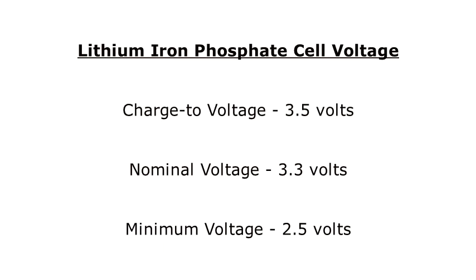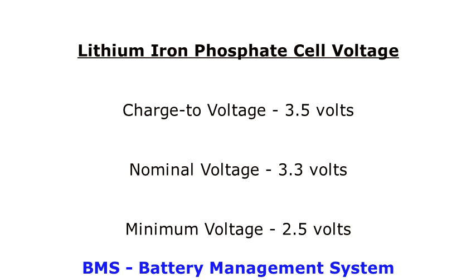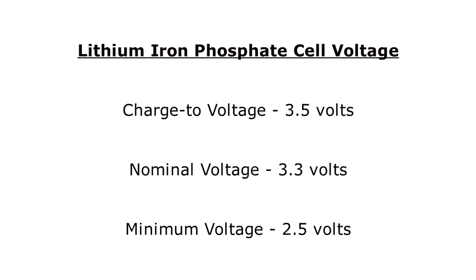But if you're using an off-the-shelf battery, they're going to have a BMS that protects the battery from being overcharged and over-discharged. The nominal voltage, which I mentioned before, of a lithium iron phosphate cell is 3.3 volts. And the nominal voltage is what's used to calculate the cell capacity.